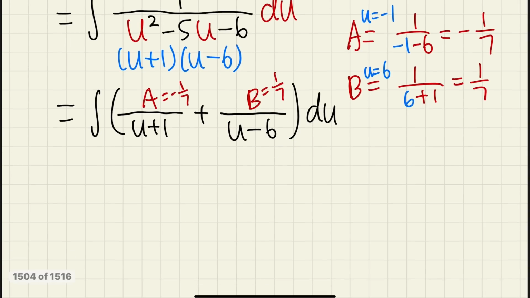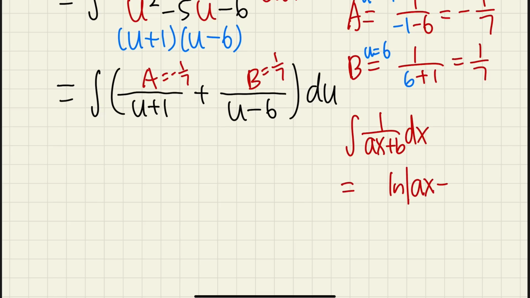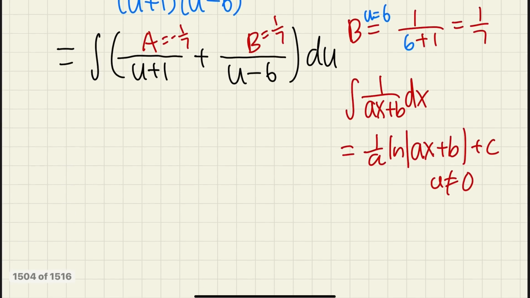And let me also give you guys a quick review. We have linear on the bottom, right? So when we have an integral of 1 over a linear function, let's say ax plus b, we are going to get ln absolute value of ax plus b, and you will have to divide it by the derivative of this, which is just the coefficient of x. And of course, right here, we have to say a is not equal to 0. Otherwise, it's not a linear function on the bottom, right? But anyways, for this one right here, we are going to have the following.